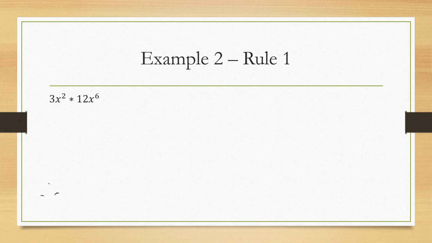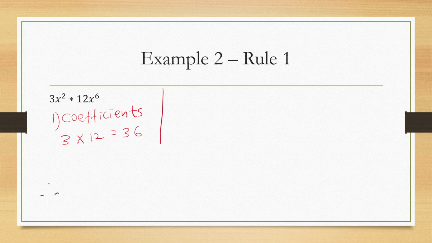So in this, the first thing you need to do is the coefficients. Always deal with the coefficients first, because I always like to separate this out into 2 sections: 1, coefficients, and 2, indices. So deal with the coefficients first. You have 3 times 12. So 3 times 12 is 36. So we leave that aside. Now we move on to indices.